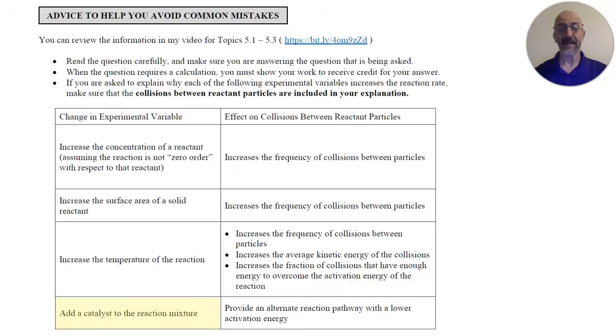And if you add a catalyst to the reaction mixture, well, what you're doing is you're providing an alternate reaction pathway with a lower activation energy. So I will have more to say about things such as the activation energy, the energy diagram, and the catalyst in a future episode of AP Chemistry Review and Practice. These are all topics that are still in Unit 5, Kinetics.